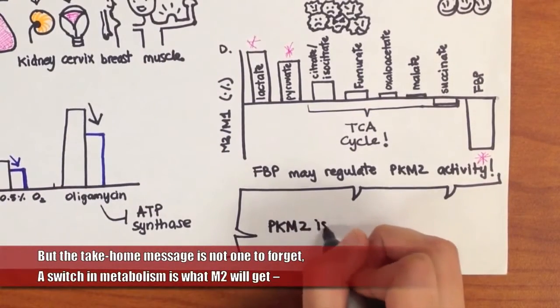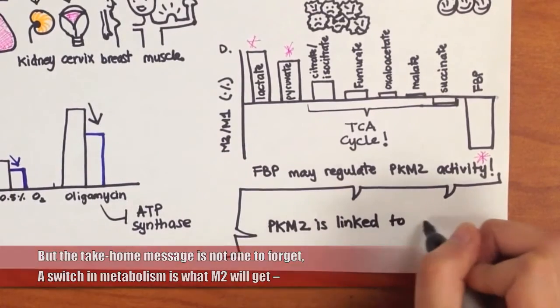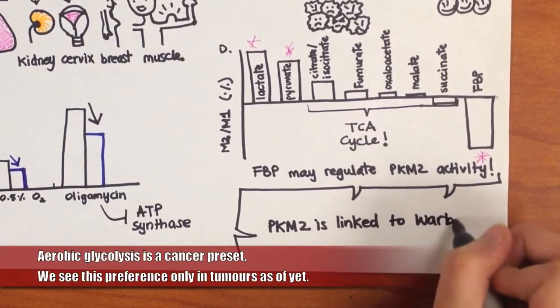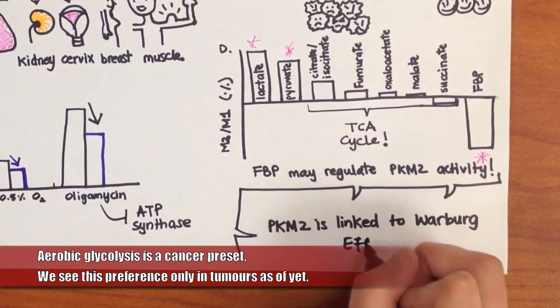But the take-home message is not one to forget. A switch in metabolism is what M2 will get. Aerobic glycolysis is a cancer preset. We see this preference only in tumors as of yet.